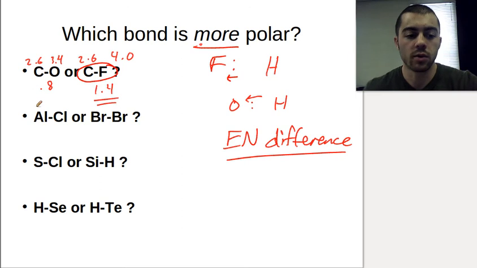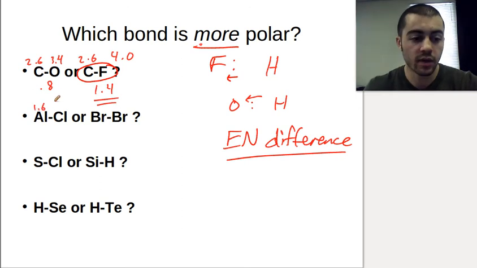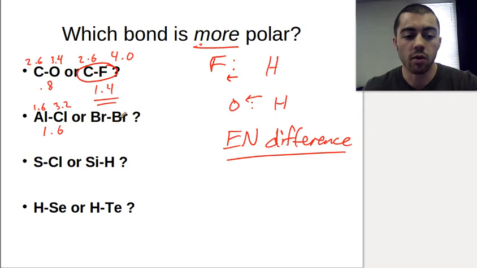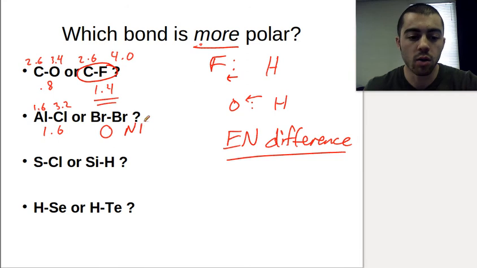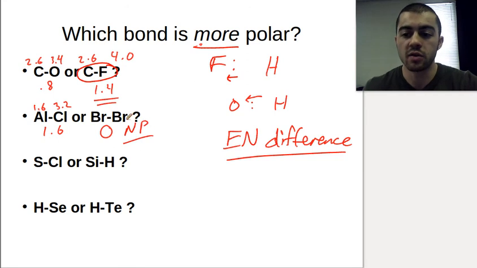If we look at the next one, we have aluminum, which has an electronegativity of 1.6, and then chlorine has an electronegativity of 3.2. So the difference here is 1.6. The bromine, we don't even have to look at this because they're two of the same element. The difference here is going to be 0. So this is actually non-polar because we have two of the same element bonded together. This is going to be non-polar, so this being at all polar is obviously going to be more polar.